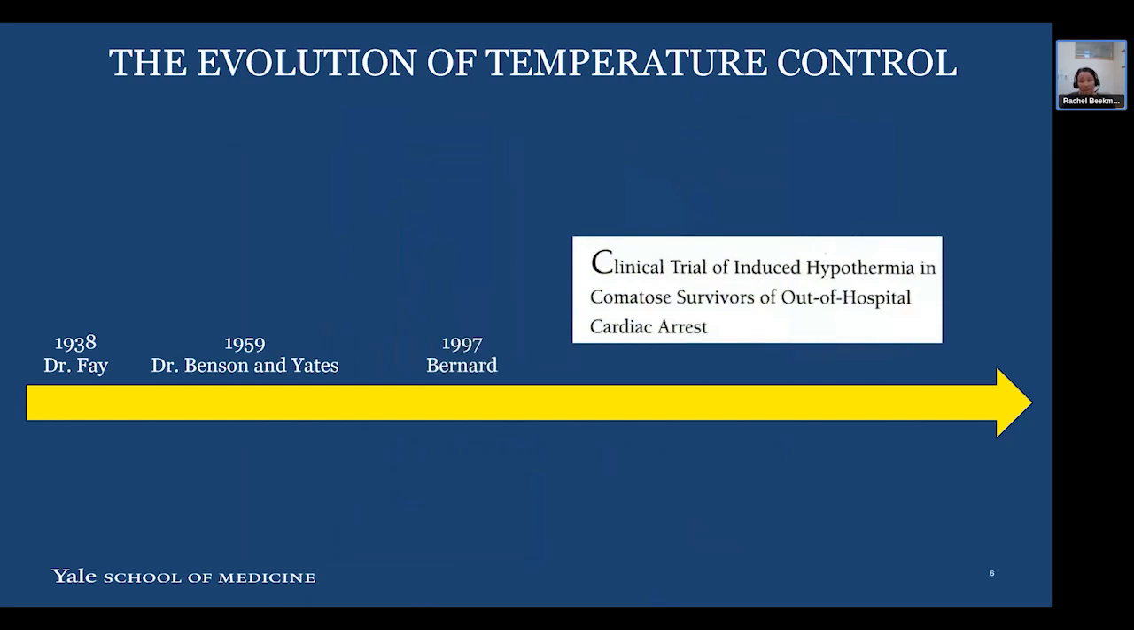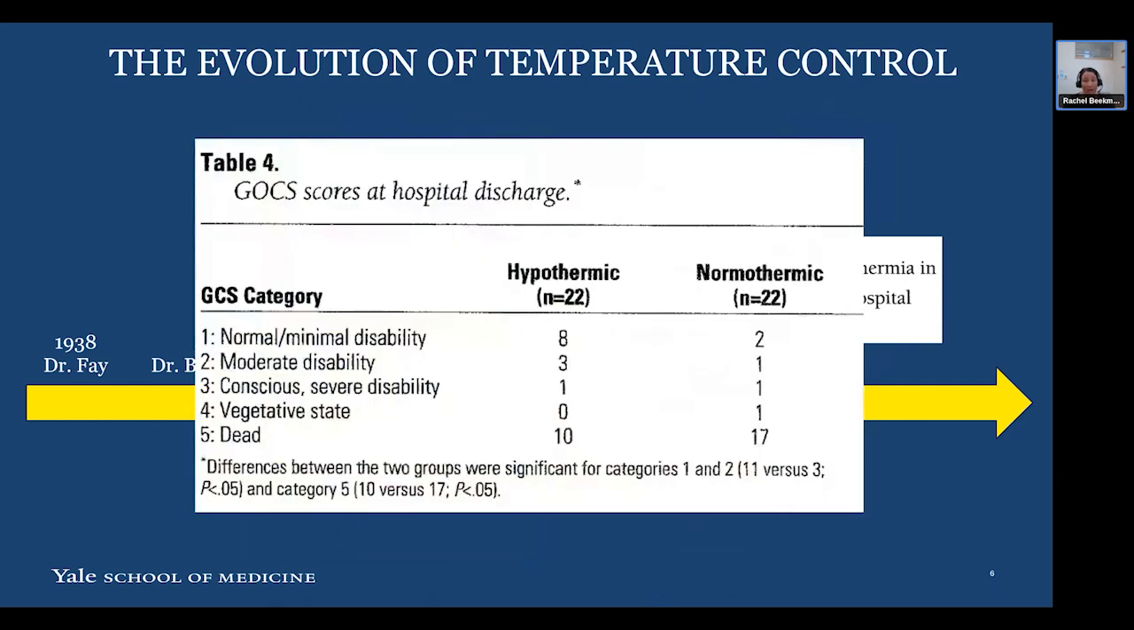The first prospective study of therapeutic hypothermia for out-of-hospital cardiac arrest was published in 1997. This study included 22 out-of-hospital cardiac arrest patients treated with hypothermia to 33 degrees Celsius for a duration of 12 hours, and they were compared to retrospectively collected normothermic controls. As you can see in Table 4, good neurologic outcome occurred in 54% of the patients who were treated with hypothermia versus only 13.6% of the group that had normothermia. This study is what set the stage for the seminal Bernard and Hacker trials in 2002.